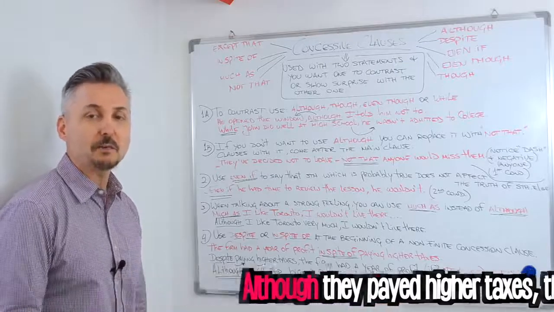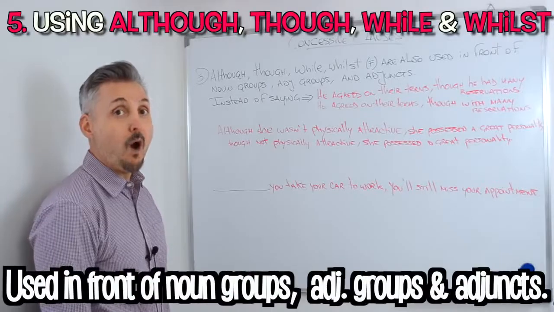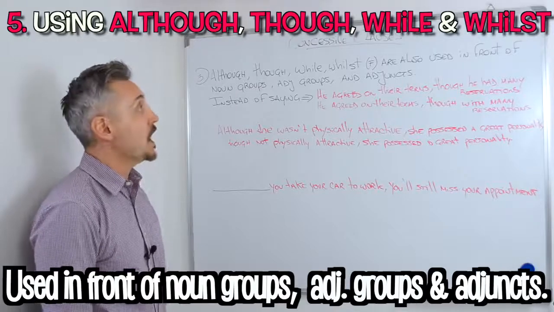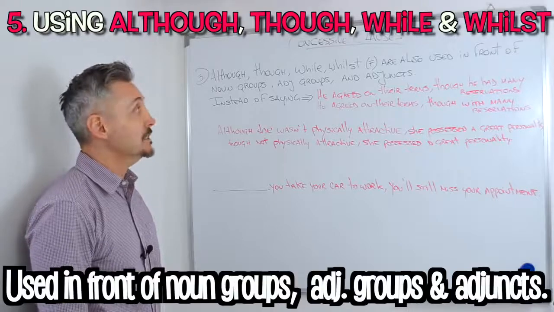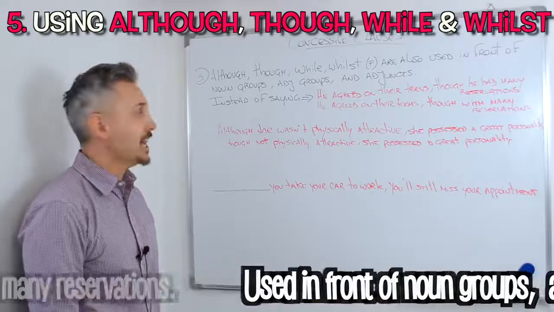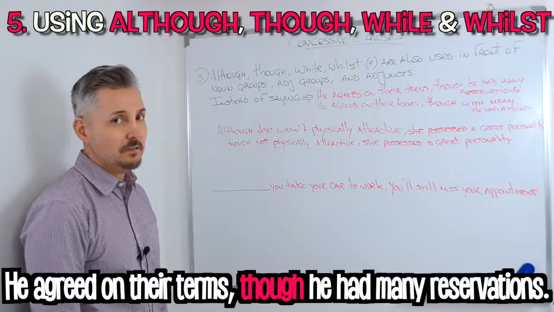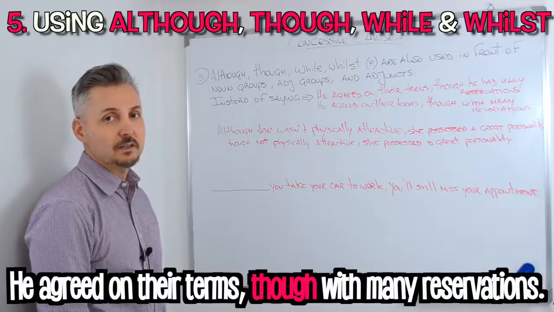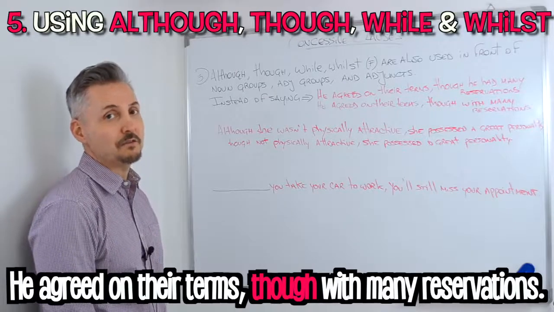So I'm going to erase this and we're going to take a look at the last point. So we're back with the last point. Are you ready? Although, though, while, or whilst, which is a formal way to say while, are also used in front of noun groups, adjective groups, and adjuncts. So instead of saying he agreed on their terms, though he had many reservations, you can even say he agreed on their terms, though with many reservations. So you can replace he had many reservations with a noun group, though with many reservations.